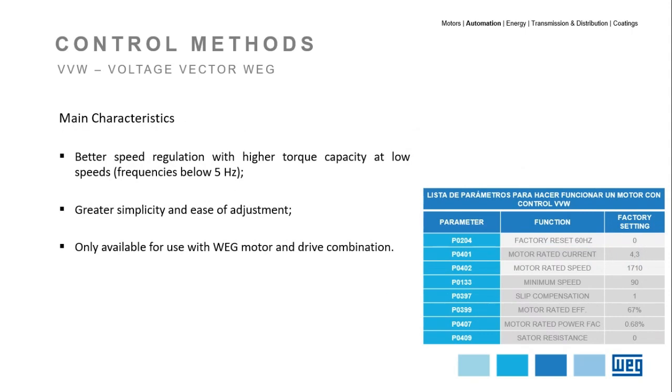The main advantage in relation to V/F control is the better speed regulation with higher torque capacity at low speeds, frequencies below 5 Hz, allowing a significant improvement in the drive performance on a permanent basis. This control method is simpler and easier to adjust.